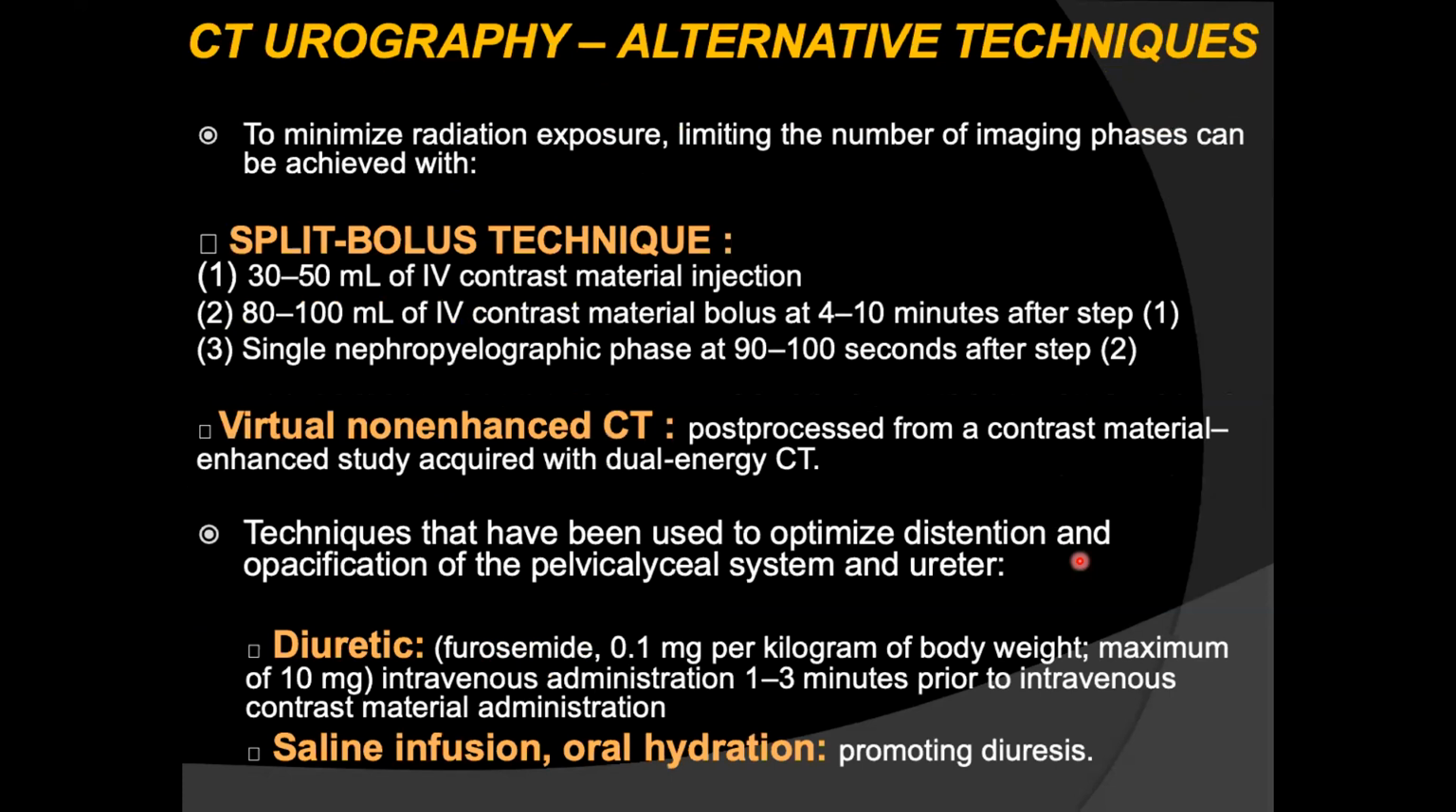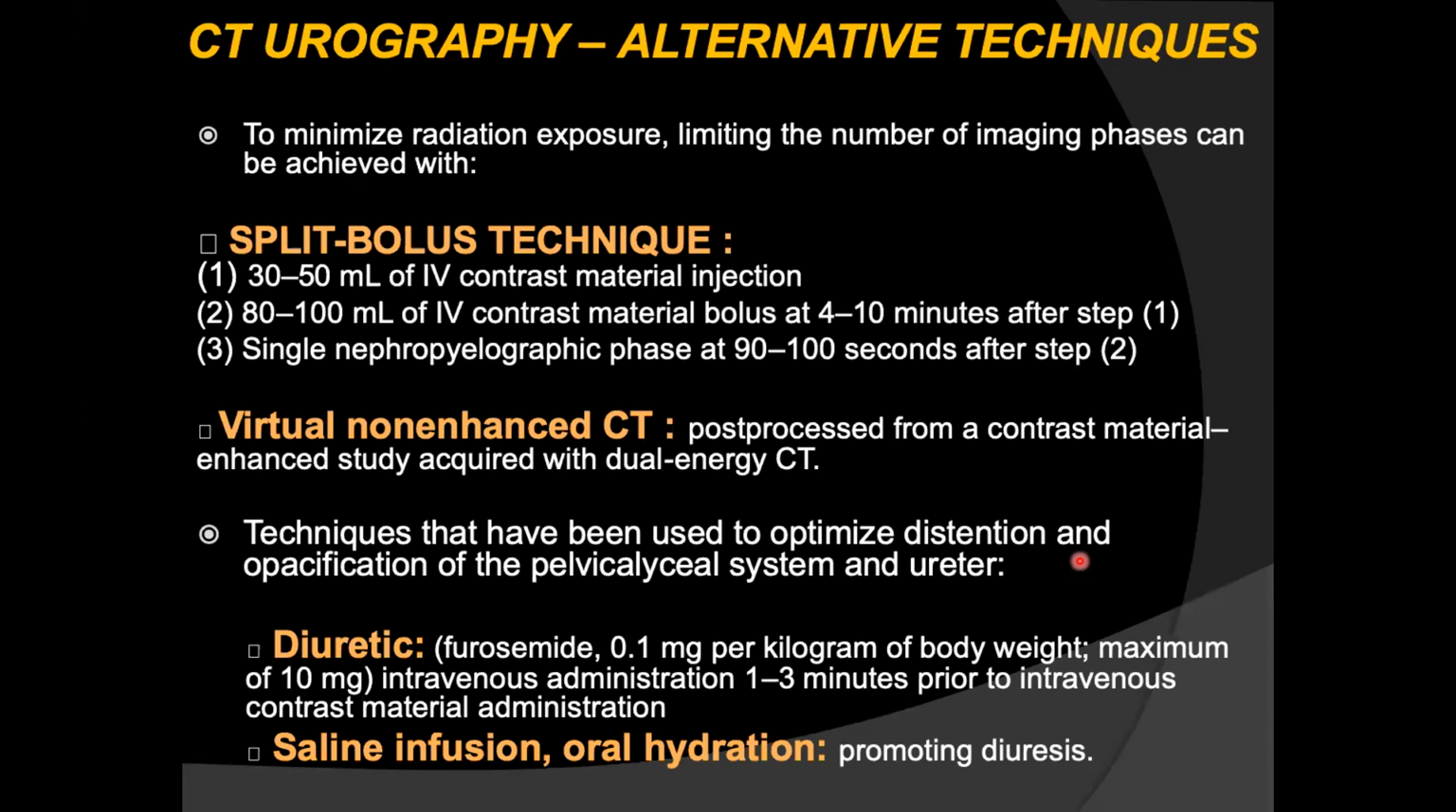Now, there are some alternate techniques which have been described, basically to limit the radiation exposure with the number of scans that we do. One is the split bolus technique, in which you give an initial 30 to 50 ml of IV contrast, followed by about 80 to 100 ml of IV contrast 4 to 10 minutes after the first injection. And then you acquire just a single nephropyelographic phase at 90 to 100 seconds after the second injection. The second is the virtual non-enhanced CT, in which you can post-process the entire CT urographic material from a contrast enhanced study acquired with a dual energy CT scanner.